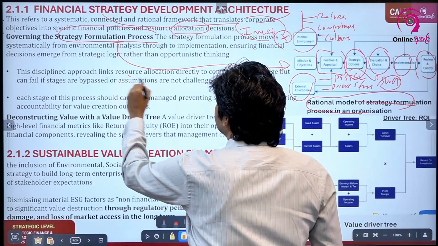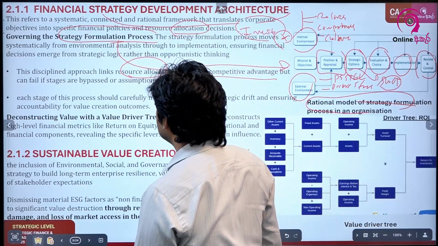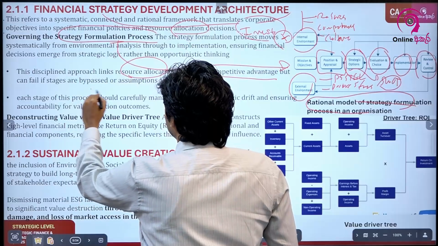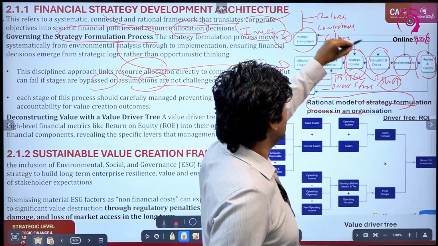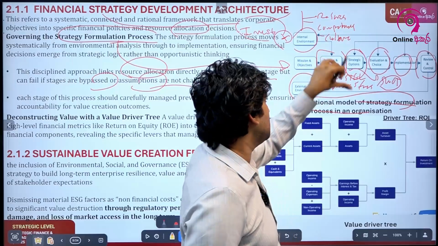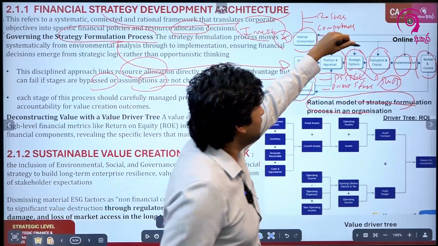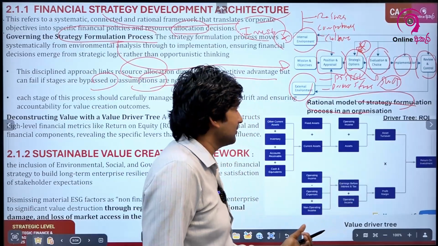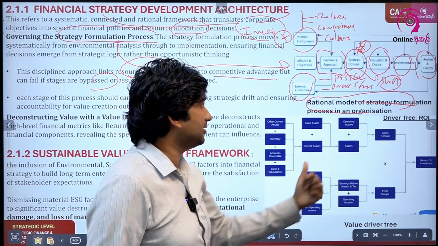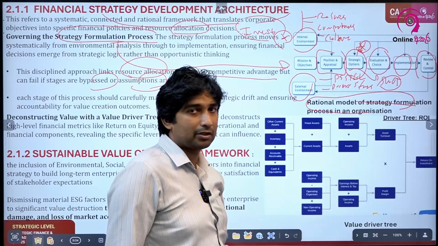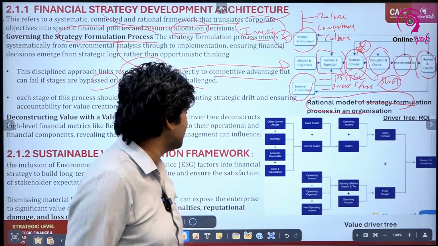This disciplined approach links resources directly to competitive advantage or to their best uses, but can fail if stages are bypassed or assumptions are not challenged. So if you don't include all your strategy options, what happens? When you don't evaluate all your strategic options, you are missing out on the best strategies that you can undertake. That is what happens when you do an improper strategic option analysis.